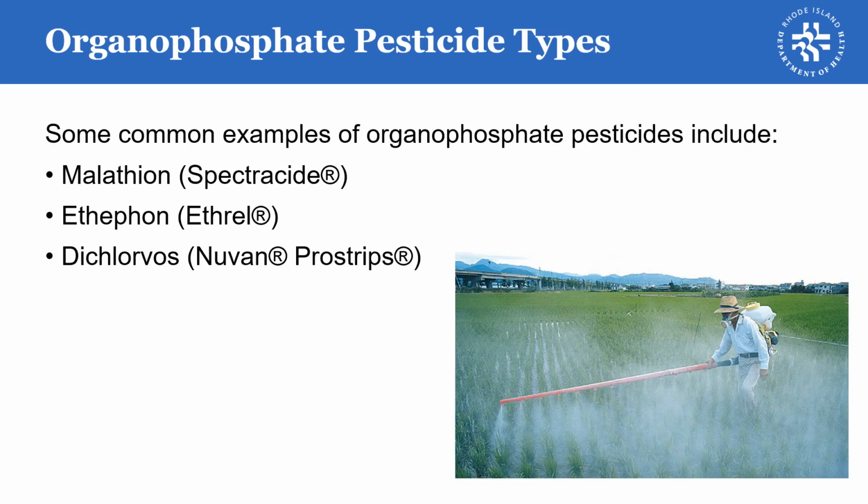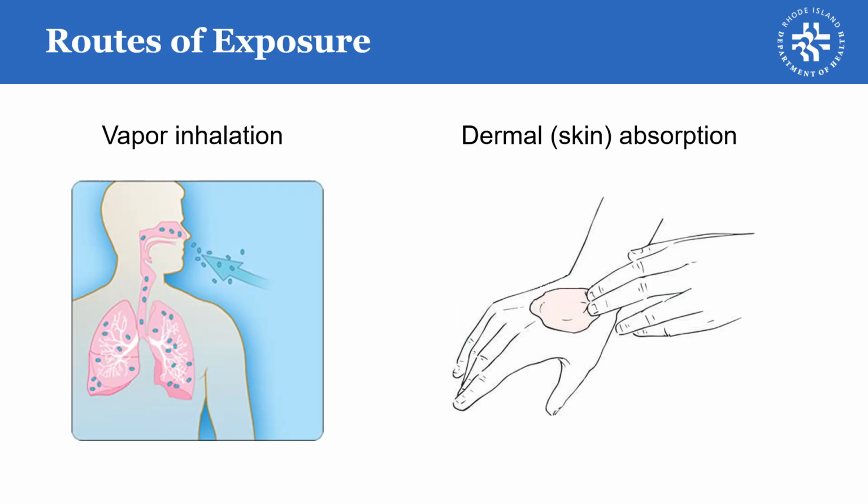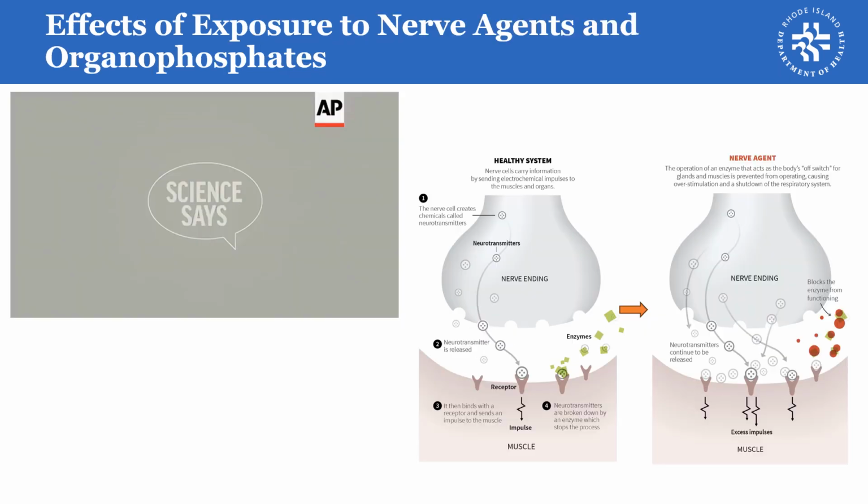Some notable organophosphate pesticides include malathion, ethion, and dichlorvos. These organophosphate pesticides are also known by their brand names, which are in parentheses on the slide. The most likely route of exposure for nerve agents or organophosphate pesticides is inhalation or dermal absorption.